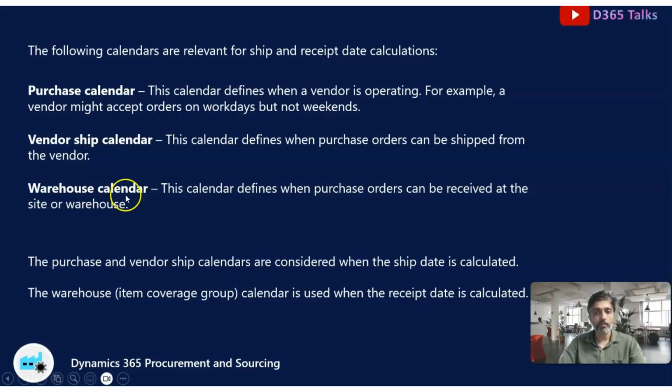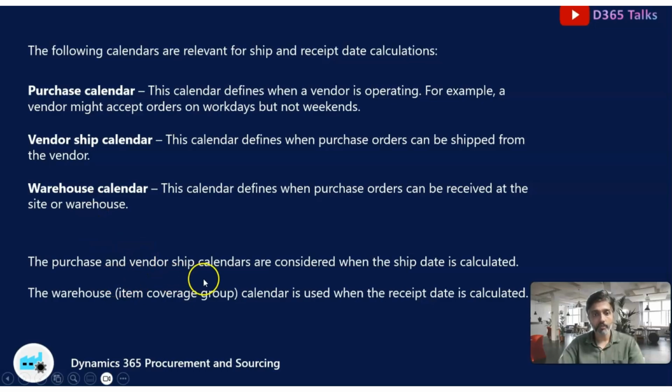This calendar defines when the purchase orders can be received at your site or warehouse. So the possibility for this calendar is that you can define it at the item coverage level. We already discussed item coverage in detail in the master planning series. I'll share the link for the playlist in this video's description. Please do check out the same. And also we can define it in the warehouse, but it's always recommended to define it at the item coverage level. Once it is defined in the item coverage, based on the coverage group, each and every coverage group will have a calendar assigned to it. Probably we will quickly check that also in this video.